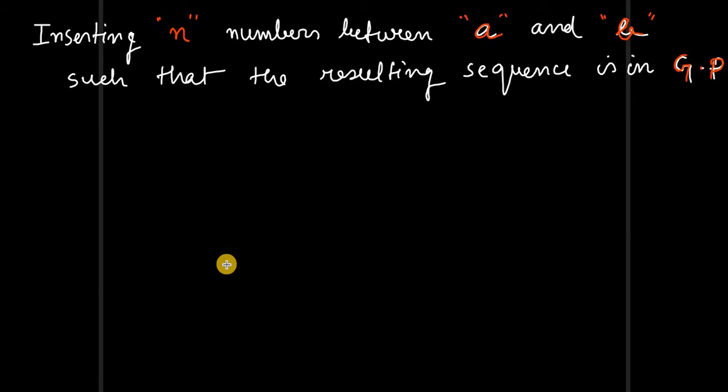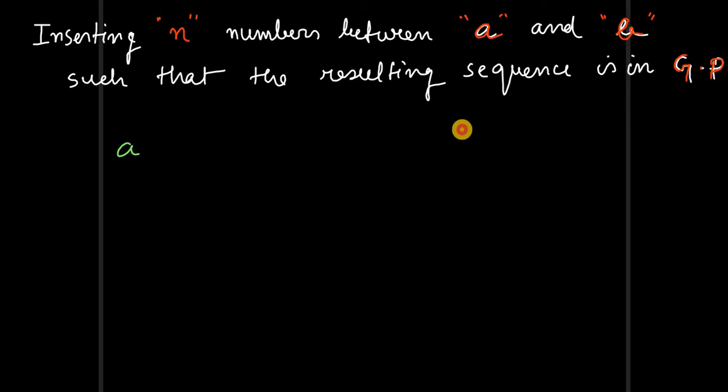Hey friends, in this video we're going to talk about how we can insert n numbers between two numbers, let's say a and b, in such a way that our resulting sequence will be in GP, that is geometric progression. So for that, let's take the sequence something like this.